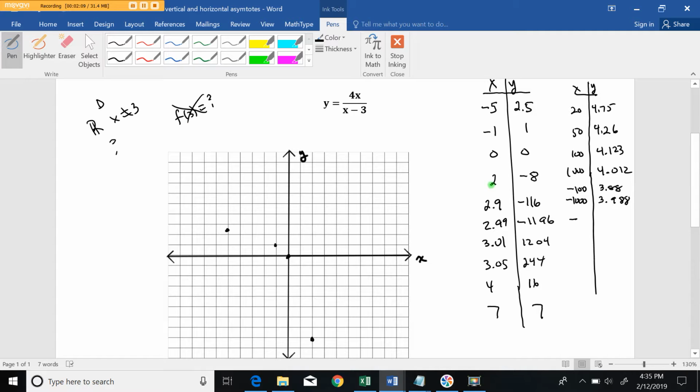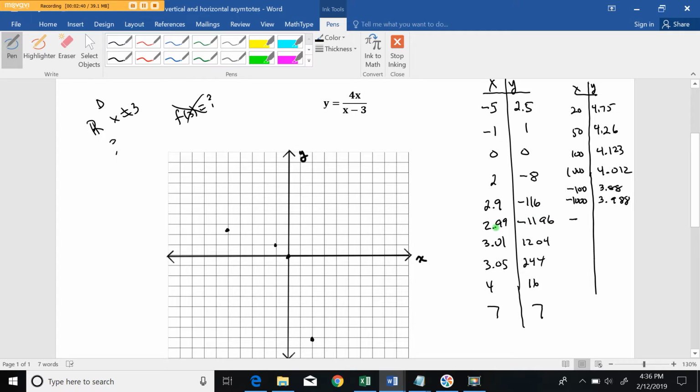So 2 is reasonably close, and you notice that the function goes to negative 8. Let's look a little closer. 2.9 is closer to 3, and you notice this function goes all the way down to minus 116. 2.9 is just approaching 3, and this is way down here, over 100 units. Look at what happens if you punch 2.99 in. Now you get almost negative 1,200, straight down. And if I put 2.999, this would probably give me like negative 12,000 or so.